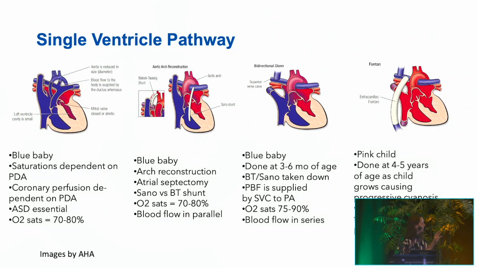So the patient's SATs, while better than the Norwood, are still not normal. I would say SATs are usually between 80 and 90 at that point. And then finally, and what you guys will see in adulthood, you will have the Fontan.